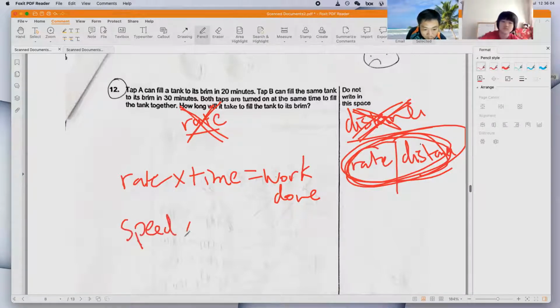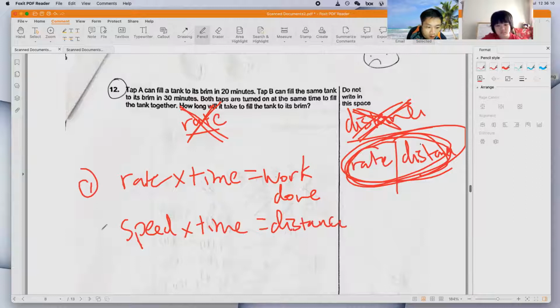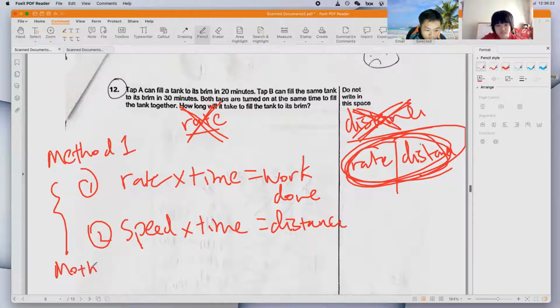Okay, speed times time is equal to distance. So these two are the formula to solve such questions. Besides using this method one, let me show you what last time you used, method two, most of the time, to solve such questions. A lot of students use proportionality. So I'm going to show you how you can use proportionality.